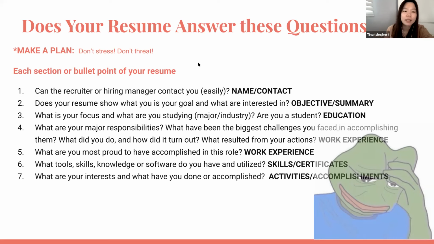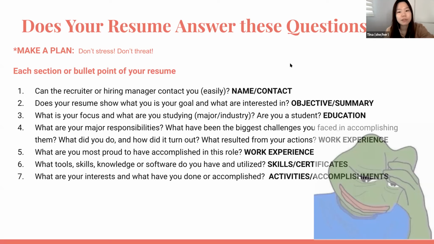Having contact, can the recruiter or hiring manager contact you easily? And does your resume show what your goal is and what you're interested in? So it could be your objective and summary, like what role are you interested in currently? And the next thing is, what is your focus and what are you studying, or what kind of major or industry are you in?